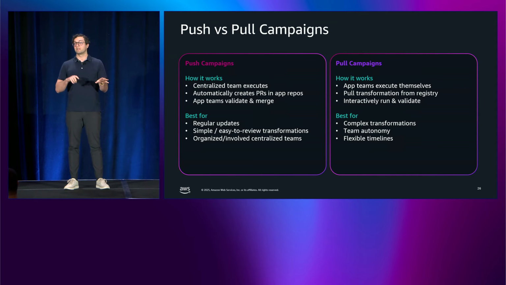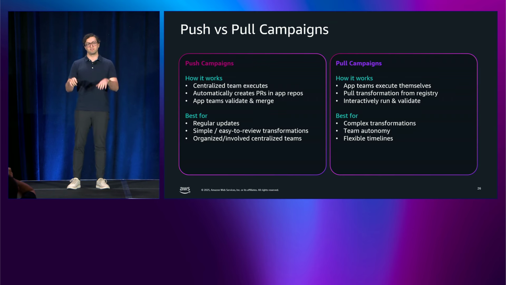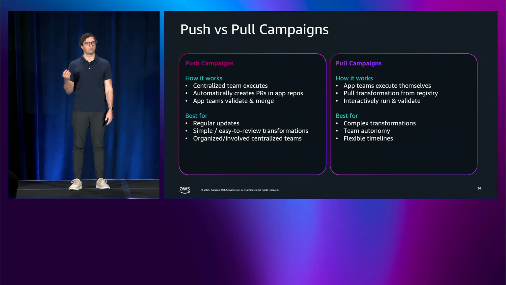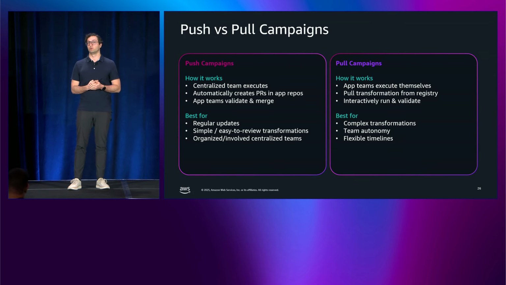So push campaigns versus pull campaigns. The way I think of a push campaign is you have this centralized team, they defined the transformation, maybe they got to a really good efficacy, 80, 90%, they're very confident that this thing works rather well. They can directly pull down code that needs to be transformed, transform it, and then push a PR to the application owning team to review.